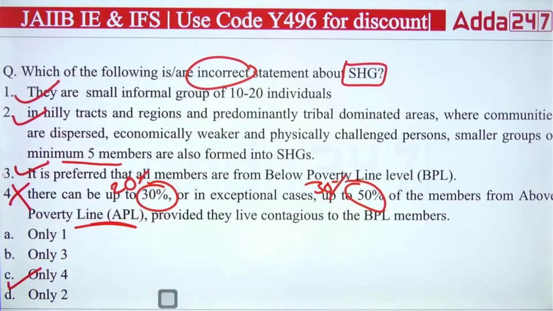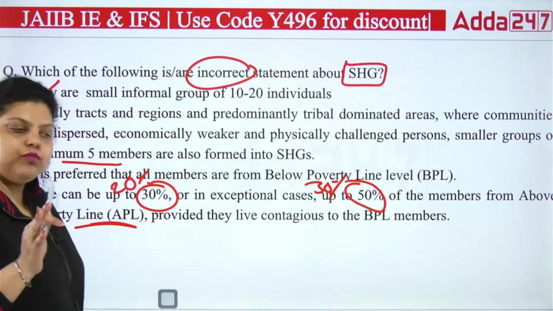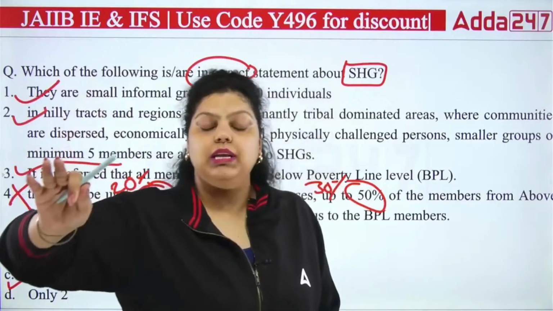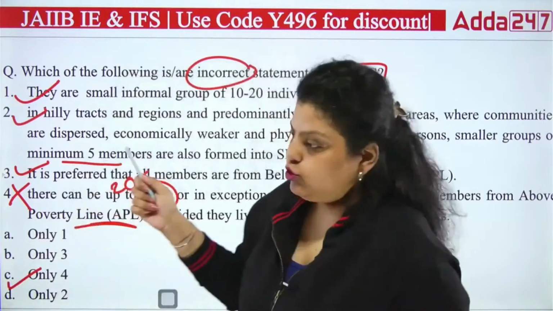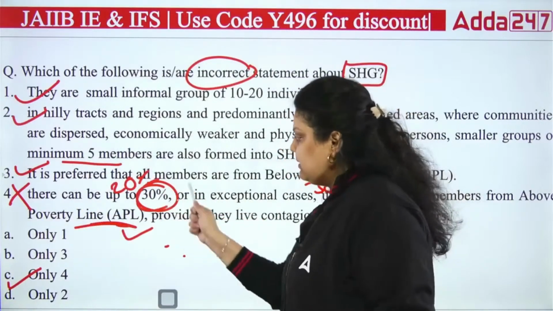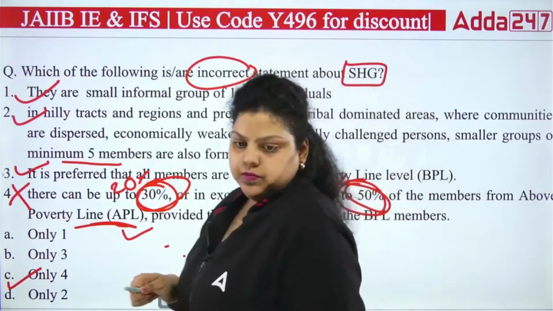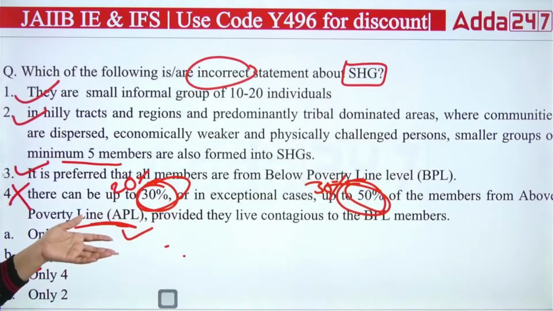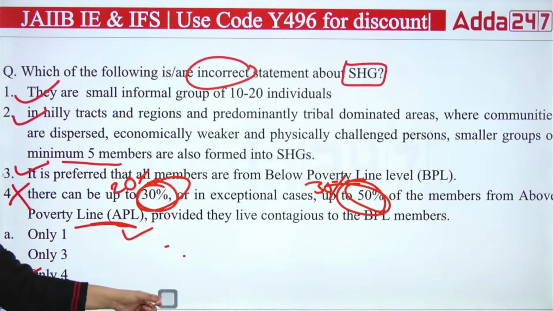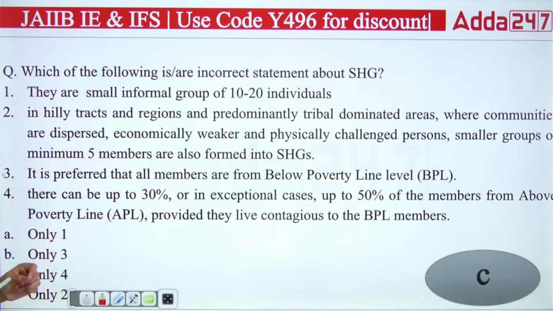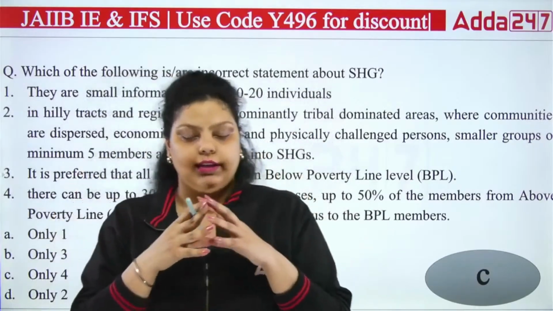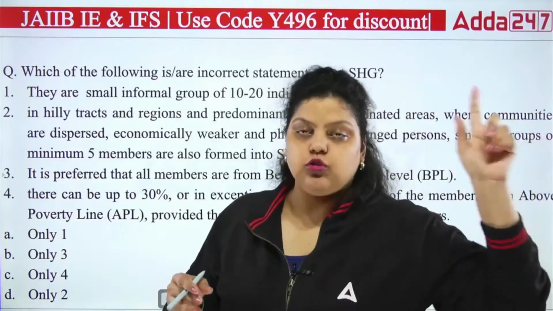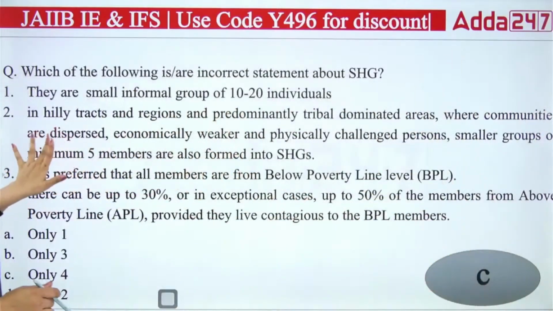All the other things are correct. BPL families can form the self-help group, but yes, above poverty line persons can also participate in the self-help group. Do remember that. So APL is not wrong, it is true, but the percentage written here is wrong. Certain people from the above poverty line can participate here. So right answer is your C option, that is only 4 is incorrect. Do remember in the self-help group above poverty line persons are also allowed in certain exceptional cases, but the percentage is wrong. 20 and 30 should be there. So right answer is C.